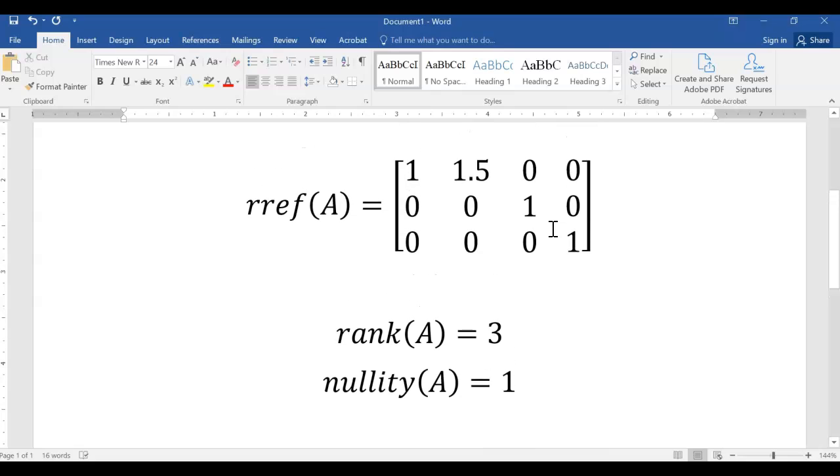Now, as far as the null space, remember we're trying to get zeros over here. Imagine we have an augmented matrix with zeros to the right. What this means is that x4 would have to be 0, x3 would have to be 0, x1 plus 1.5 x2 would have to be 0, and that means x1 would have to be negative 1.5 times x2. Hopefully this is making sense.